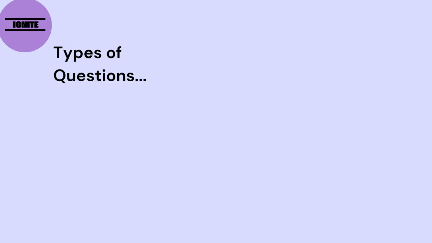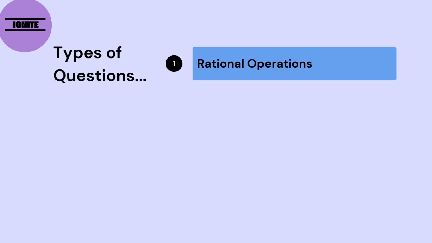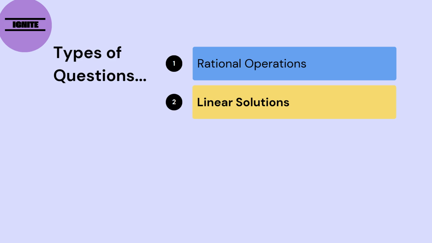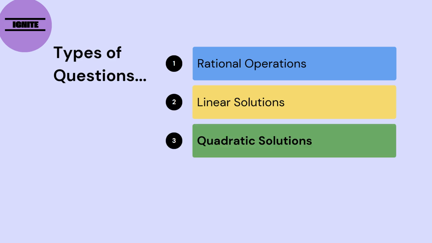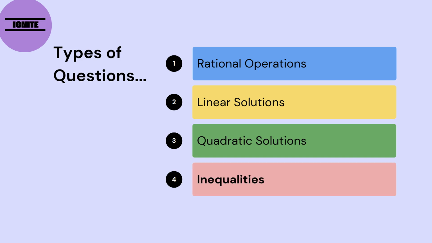Today we'll be covering Lesson 1 of Module 4, Identifying Unique Question Types in the Math section of the SAT. Now, what are these questions? What types of questions are we going to see on the Math section? Well, first we're going to see rational operations questions. Next, there'll be linear solutions questions, or solving linear systems. We're also going to have quadratic solutions questions, or solving quadratic systems. We're also going to have inequalities, and these can be both linear and quadratic.